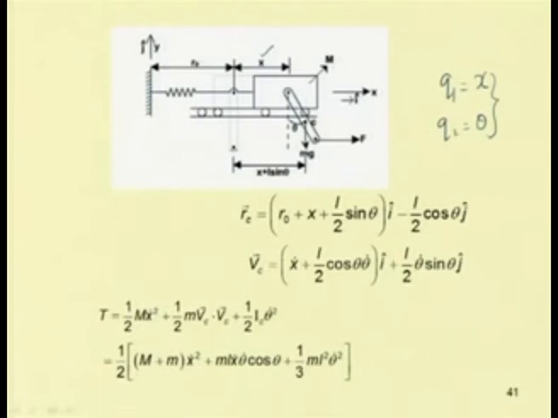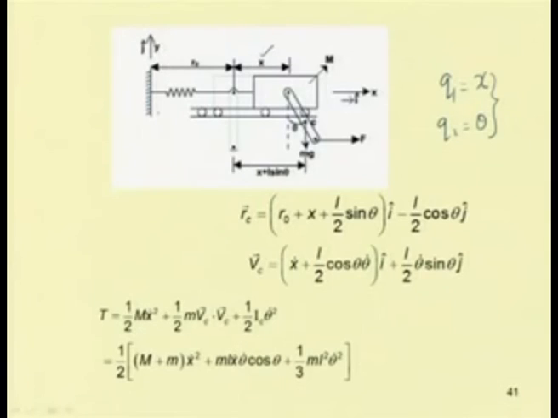Initially, one can write the position vector using the Cartesian coordinate system by taking this as the x axis or i direction and this as the y axis or j direction. So, one can write the position vector of this point C as r0 plus x plus the rod's offset.